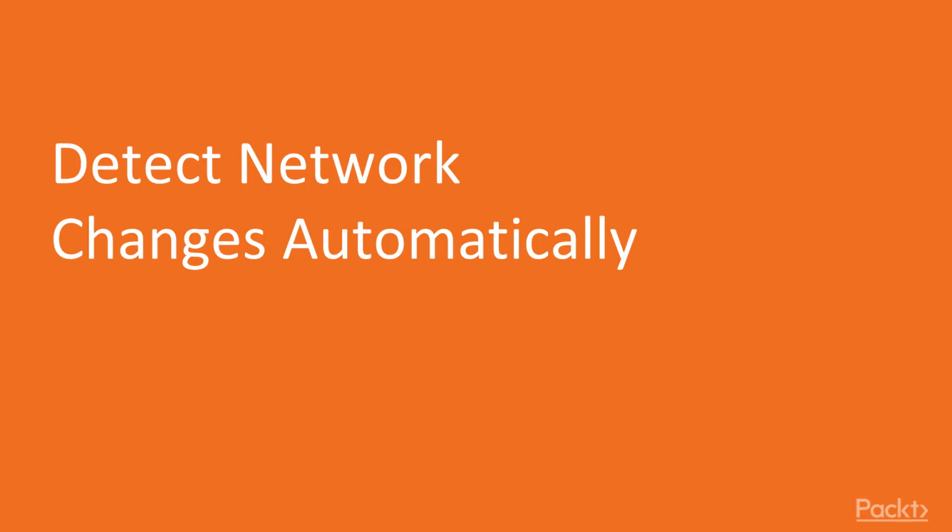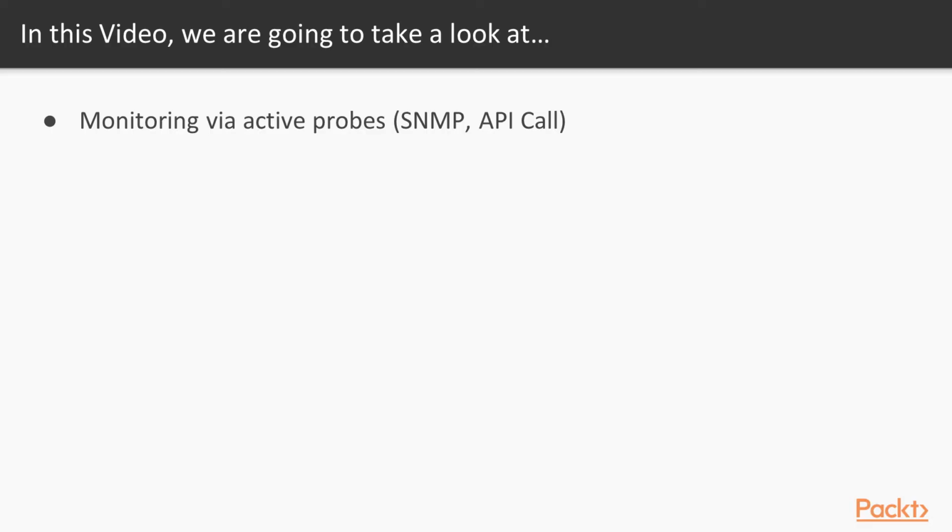So let's look at how we can detect network changes automatically. Whenever we need information from the device, there are two ways to do it. We can actively go out and ask the device for its current state via SNMP or API calls, or we could passively consume events coming in from the device, such as logs, NetFlow, sFlow, as well as SNMP traps. We're going to look at the passive parts later on in the section. In this video, we're just going to look at the active probes using SNMP and API calls. So let's look at the demonstration.